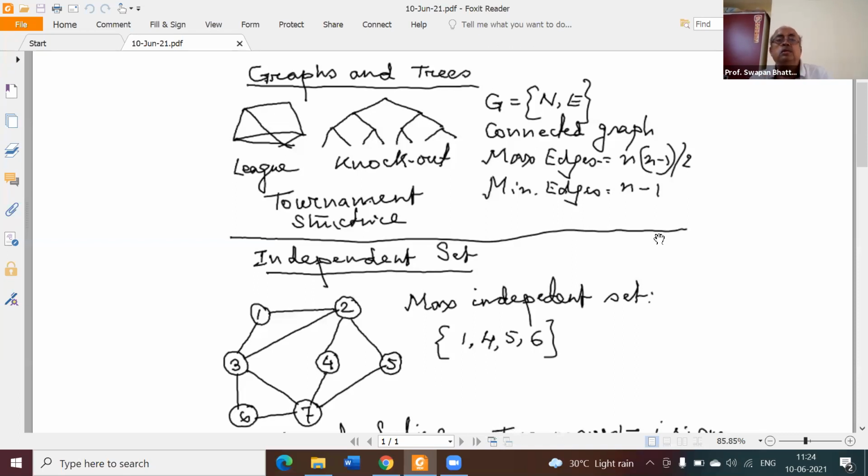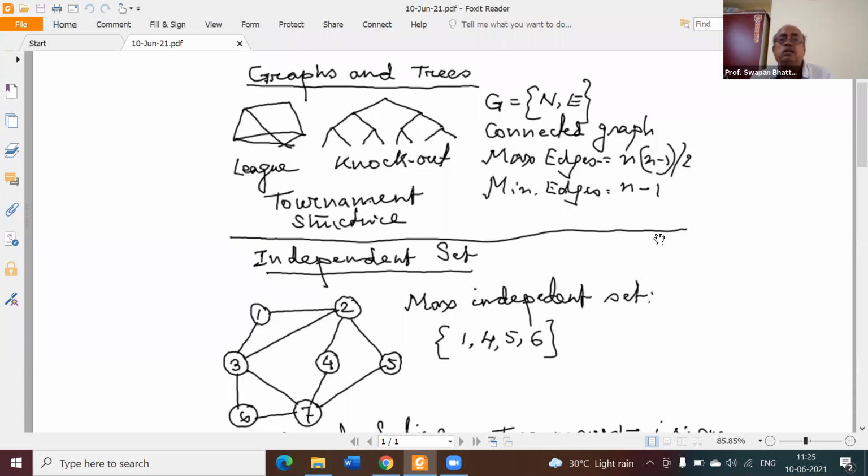I'm explaining again. We have a graph here, 1, 2, 3, 4, 5, 6, 7, and we see there are some edges, like there's an edge between 1 and 2, but there's no edge between 3 and 4. So, of course, with 7 nodes, at the most we can have 7 into 6 by 2 edges at the maximum. Now, out of these 7 nodes, if we take out a few nodes in such a manner that there is no direct edge between those nodes, that subset is known as an independent set. If we have such an independent set with the maximum number of nodes possible, then we call it a maximum independent set.